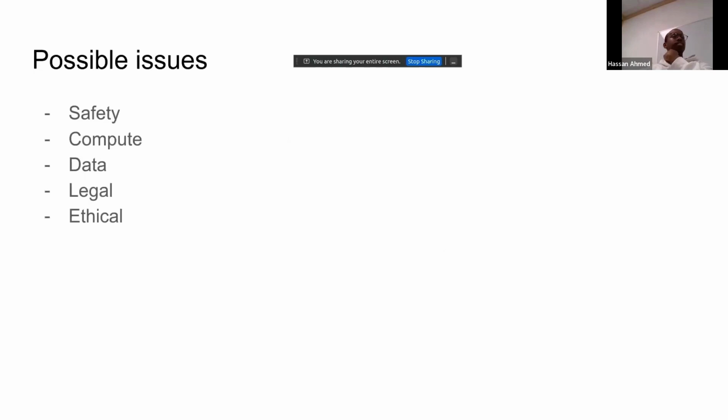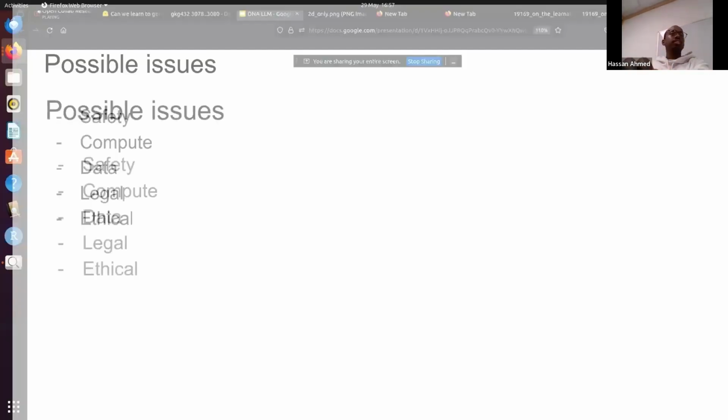Possible issues: safety, compute, data, legal, ethical. Every single one of these can be their own set of slides. So if you have a model that's able to generate DNA sequences, there's a lot of harm that it can cause. Hence, we're not sharing the models or a lot of the more dangerous aspects. But the results will be shared. The models themselves will be shared amongst the scientific community, and those that we can verify that they actually do need it for academic purposes. So that was the slides from the previous set of experiments.